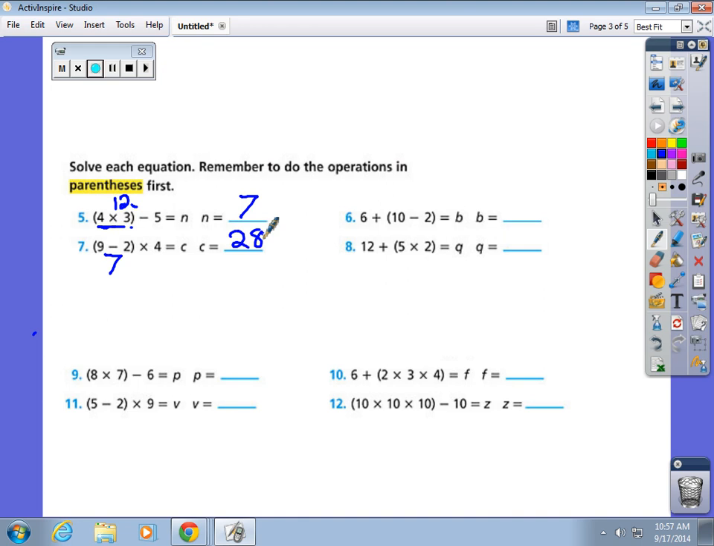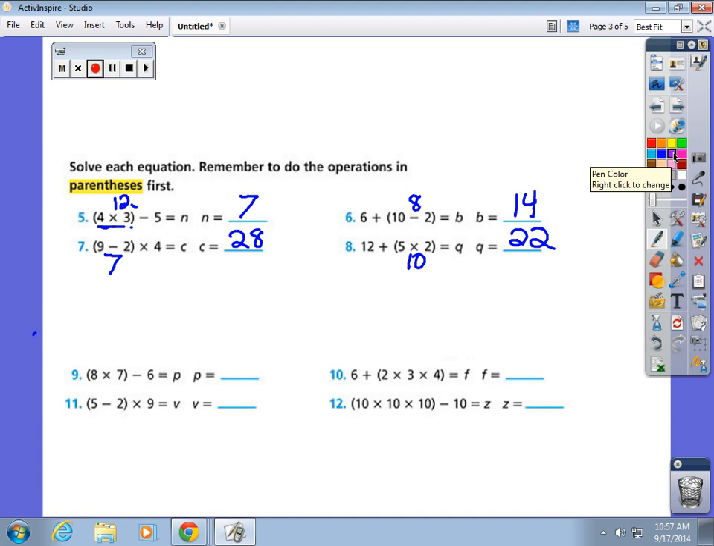Number 6. 10 minus 2 is in parentheses and plus 6. Plus 6 comes first, but we always do the parentheses. So 10 minus 2 is 8. 6 plus 8 is 14. Number 8, again, 12 is first, but we always want to open up our treasure chest and see what's inside there. 5 times 2 is in my treasure chest. That's the value of 10 for that group. 12 plus 10 is 22.